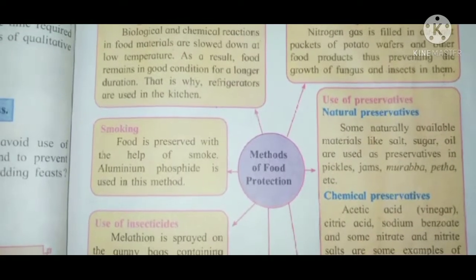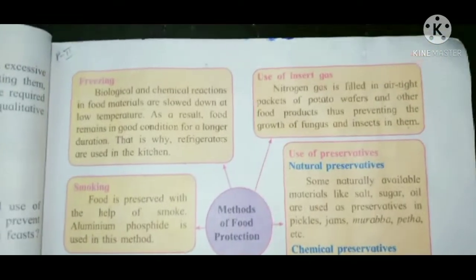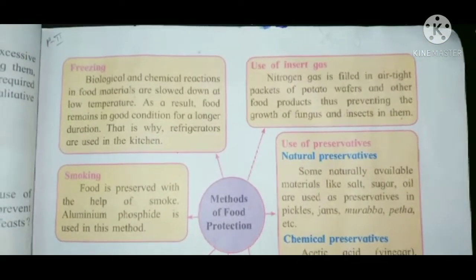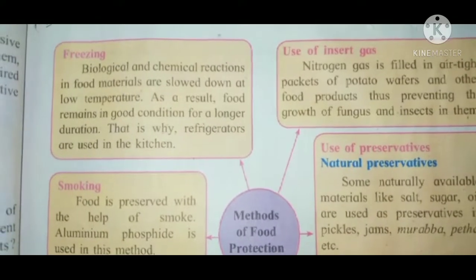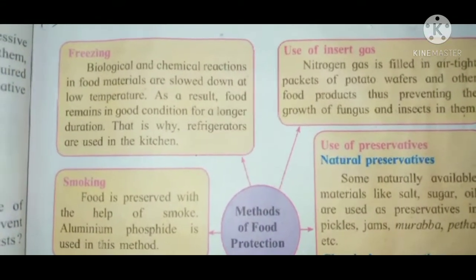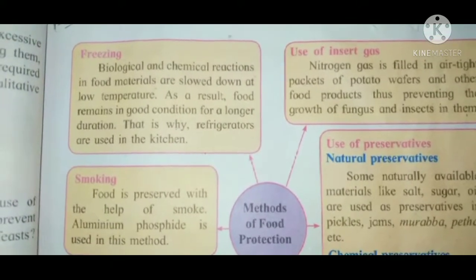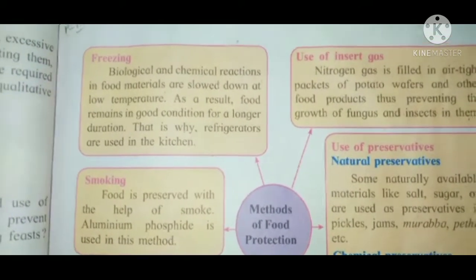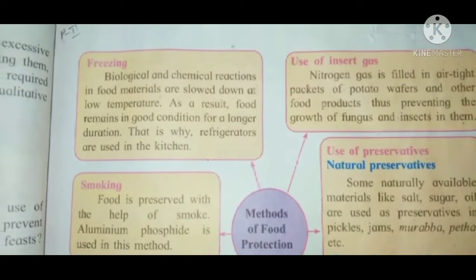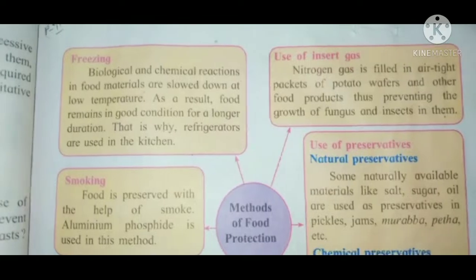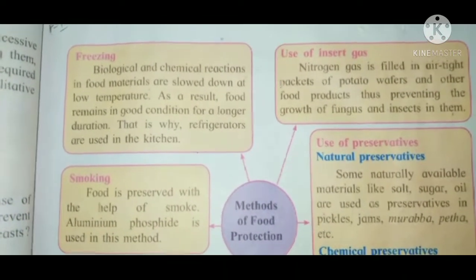So we are going to learn methods of food protection. First is freezing. Biological and chemical reactions in food materials are slowed down at the low temperature. As a result, food remains in good condition for a longer duration. This is why refrigerators are used in the kitchen. So this is the method of food protection by freezing.